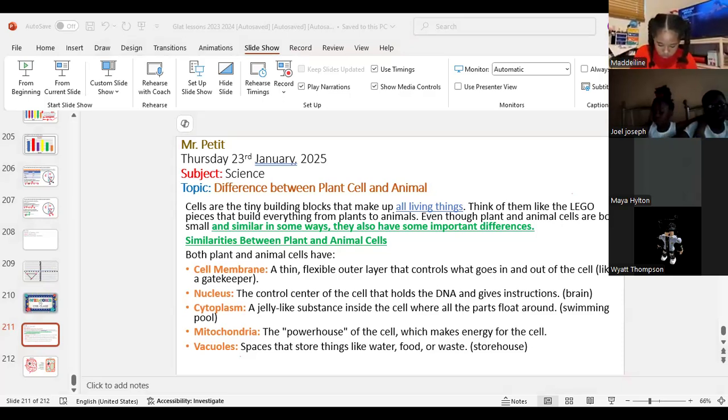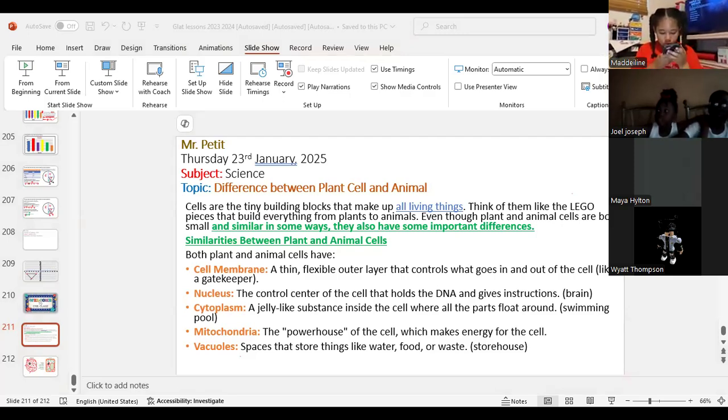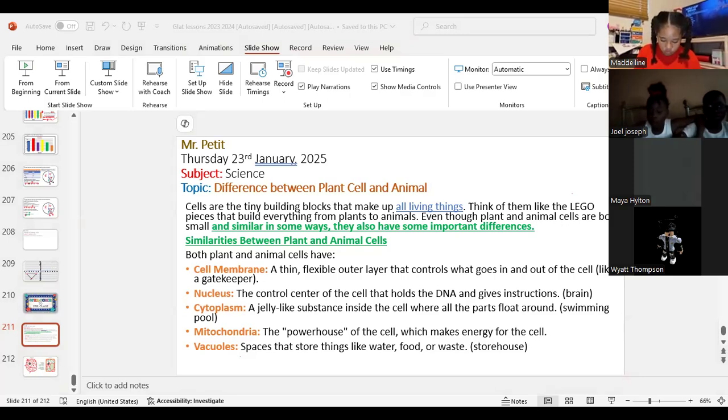Okay, so basically what we saw is that both plants and animal cells have similarities. They are similar in that both of them have a cell membrane, both of them have a nucleus, both of them have a cytoplasm, both of them have a mitochondria, both of them have vacuoles. That's the way they are similar. All right.